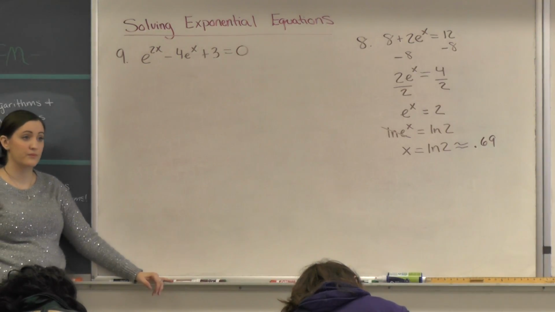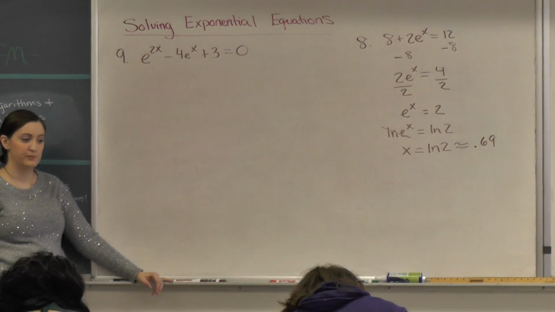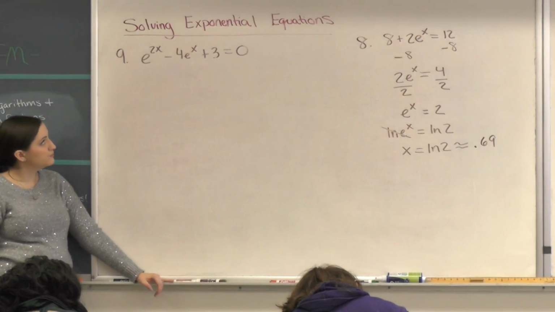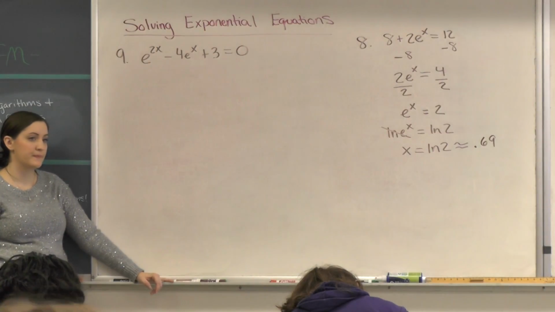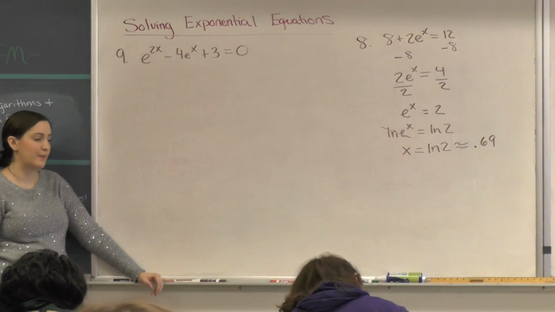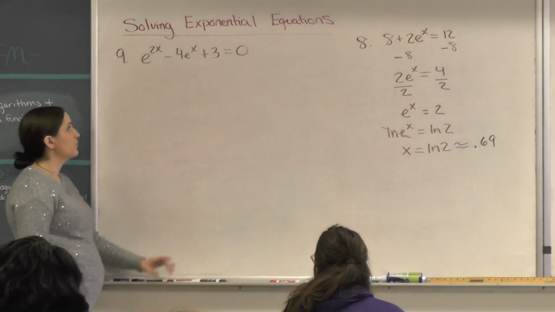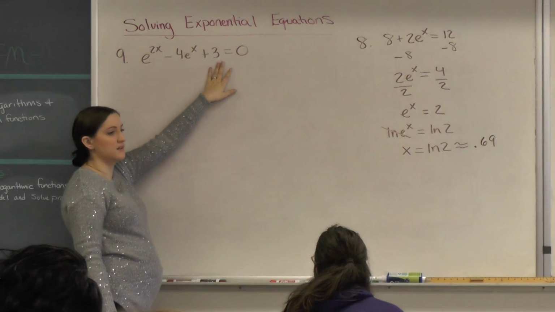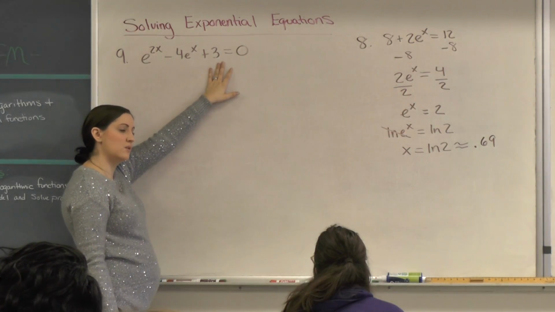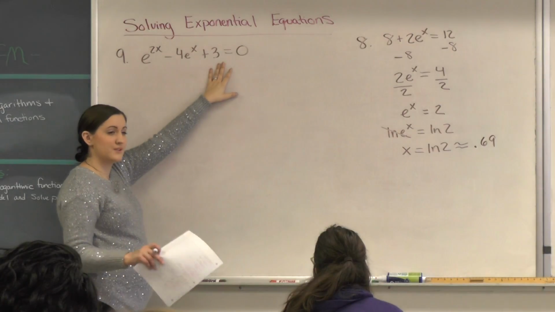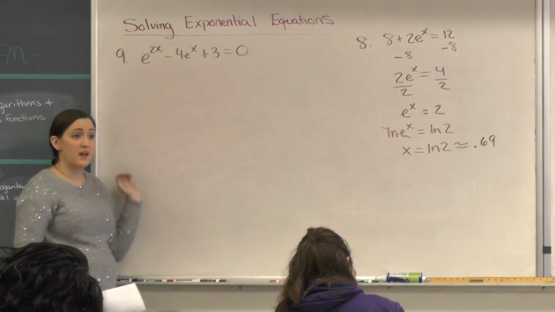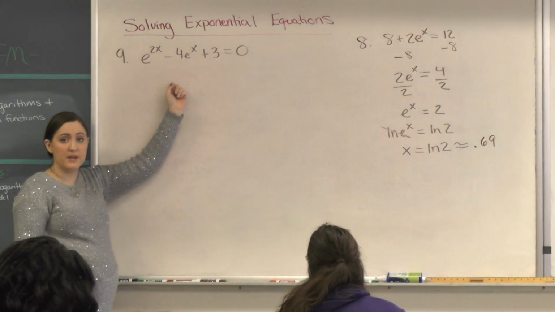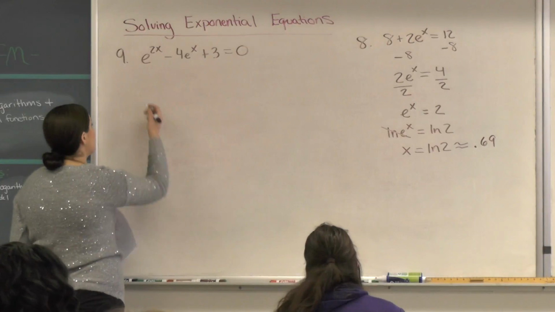Hold on, let everybody write it down first and then we'll go over it. What other type of problem do we see when we have a variable squared, a variable plus a constant? Factoring problems, right? A quadratic equation. We're going to treat this just like a quadratic equation, where we're going to factor this. Okay?